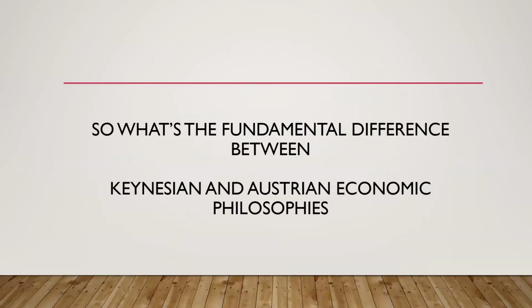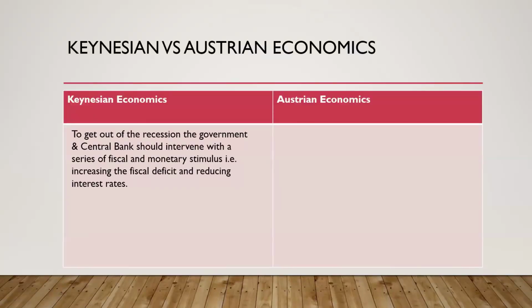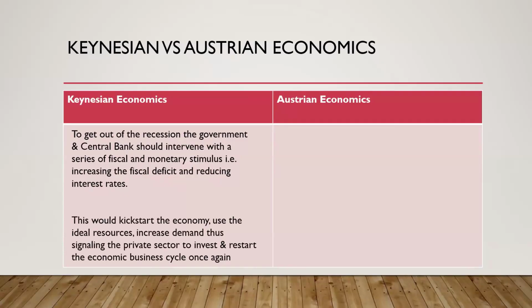Now, with this economic cycle in mind, let's finally discuss the most fundamental difference between the Keynesian and Austrian economic philosophies. The Keynesian school of thought suggests that to get out of a recession and on the path of economic growth, the government and central banks should intervene with a series of fiscal and monetary stimulus, that is, increasing the fiscal deficit and reducing the interest rates. This would kickstart the economy, use the idle resources, increase demand, thus signaling the private sector to invest in growing more business, and hence restart the economic business cycle once again.